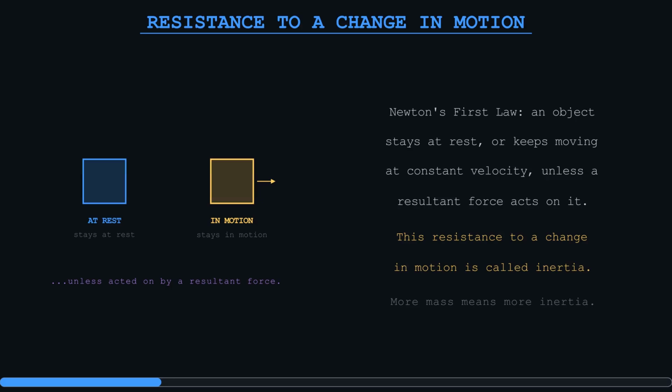Newton's first law states that an object stays at rest or keeps moving in a straight line at constant velocity, unless a resultant force acts on it. This natural resistance to a change in motion is called inertia. The more mass an object has, the more inertia it has, and the harder it is to start, stop, or turn it.